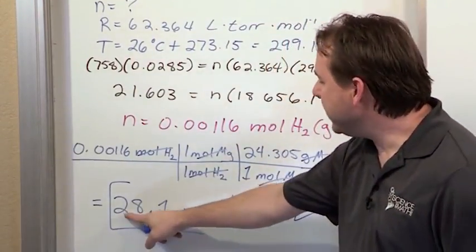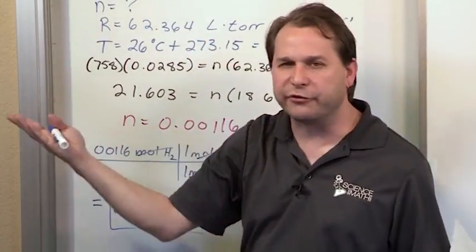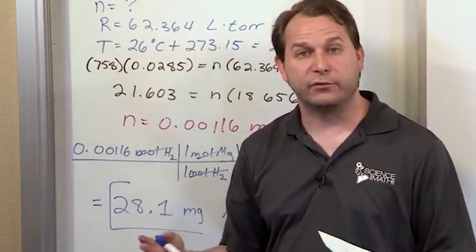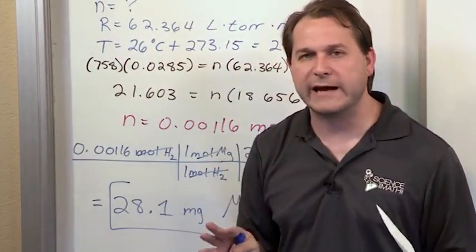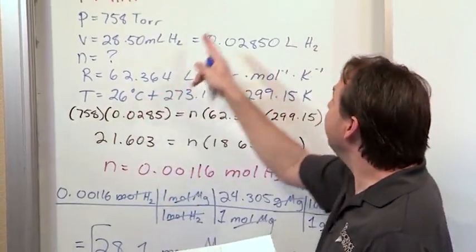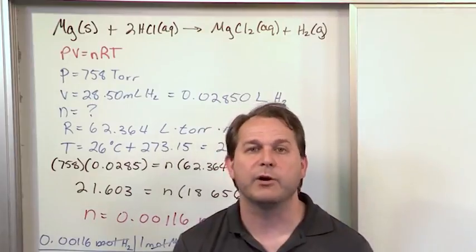So if we take 28.1 milligrams of this magnesium, put it in a bathtub or some very large volume of hydrochloric acid, that's why it says with excess. It means you have so much of this stuff, it's not going to run out first. Then it should produce exactly the amount of hydrogen that we specified in our problem statement.